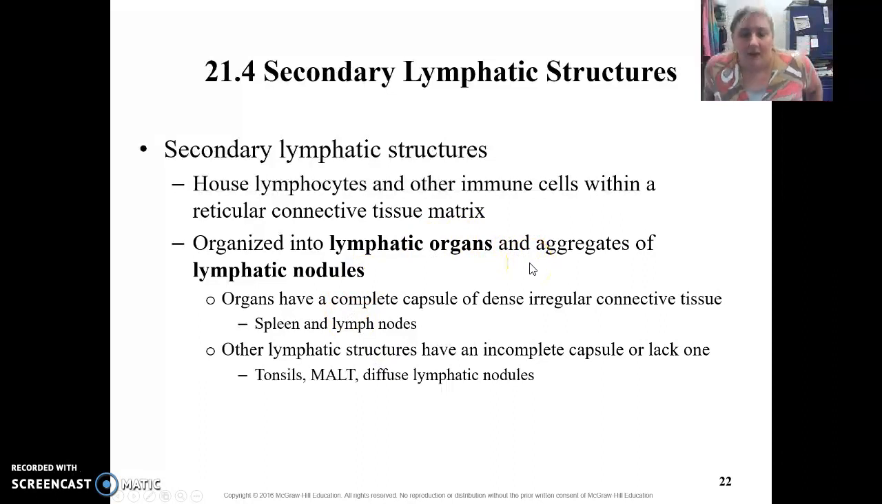We have a lot of organs that function in housing lymphatic system cells and helping to provide a site for the lymphatic system to get activated. These can be broken into two groups. We call one group the lymphatic organs and the other the lymphatic nodules. It really depends on if they have a capsule surrounding the entire structure or not. If they have a capsule, then they're considered an organ. If they don't, then they're considered a nodule.